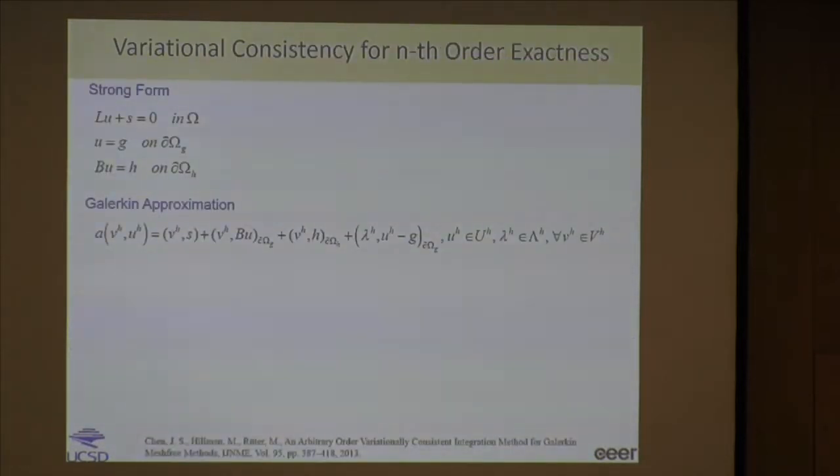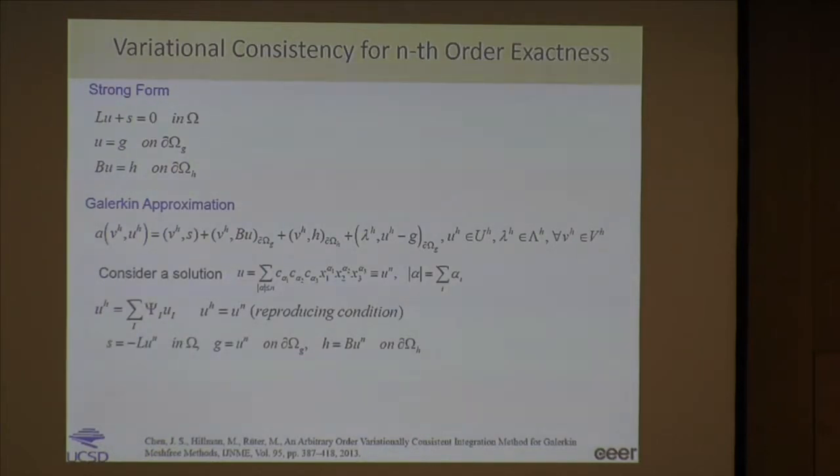So we have to do something about this, and this comes to the recent work on variational consistency for nth order Galerkin exactness. To explain the idea, you start with a strong form and some boundary conditions, and then the Galerkin equation. These are standard. Now, I would like to design a problem where the boundary value problem solution is an nth order polynomial. You can design that very easily. You choose this, and then plug it into the strong form and the boundary condition. You can get the source term and the boundary term, so that the solution is exactly the one that you choose.